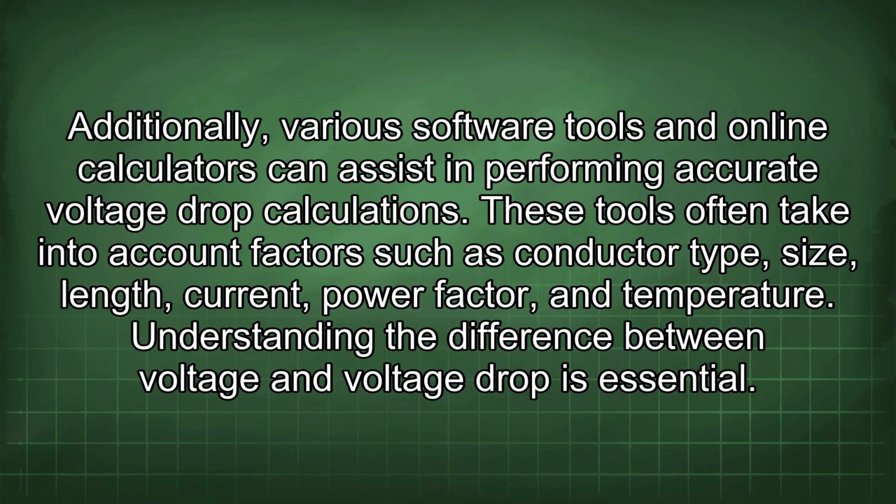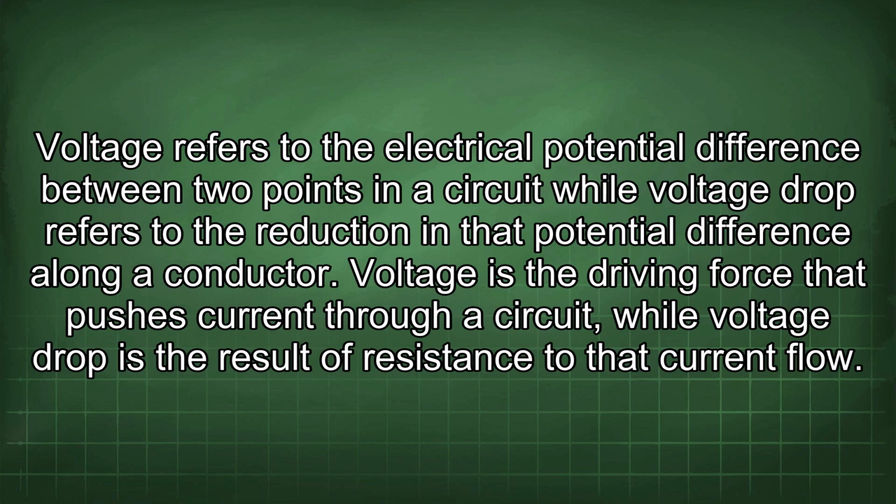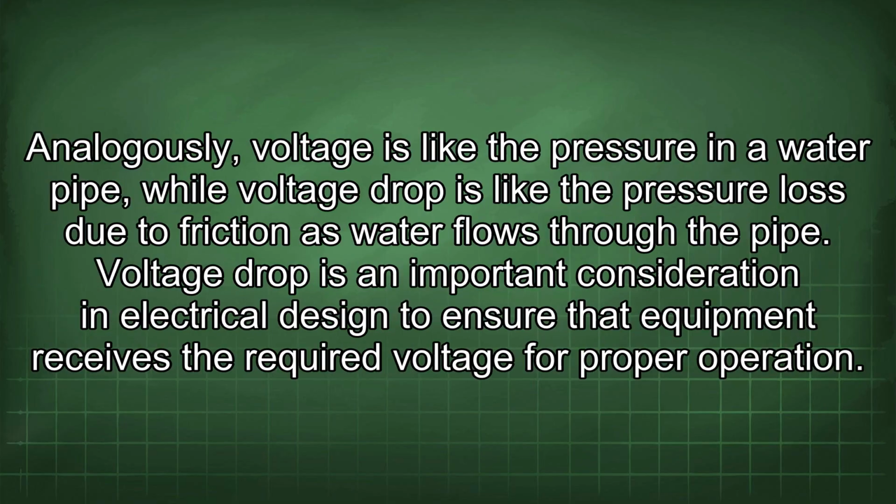Understanding the difference between voltage and voltage drop is essential. Voltage refers to the electrical potential difference between 2 points in a circuit, while voltage drop refers to the reduction in that potential difference along a conductor. Voltage is the driving force that pushes current through a circuit, while voltage drop is the result of resistance to that current flow. Analogously, voltage is like the pressure in a water pipe, while voltage drop is like the pressure lost due to friction as water flows through the pipe.